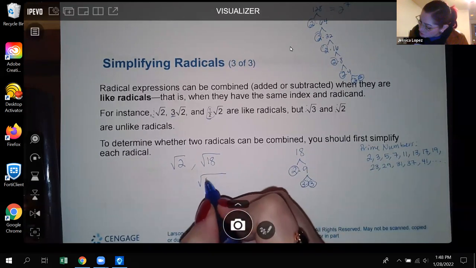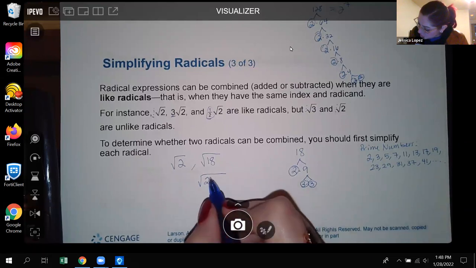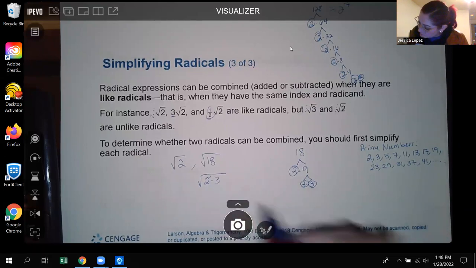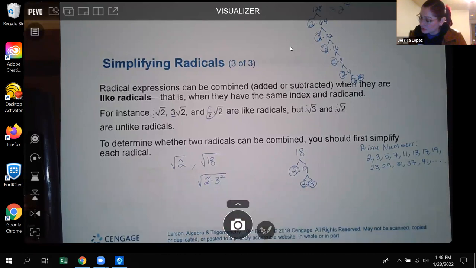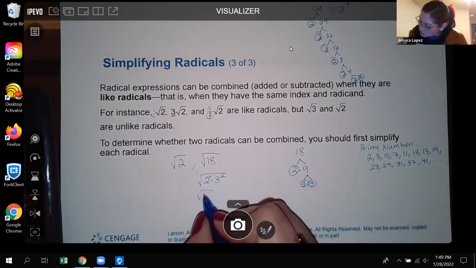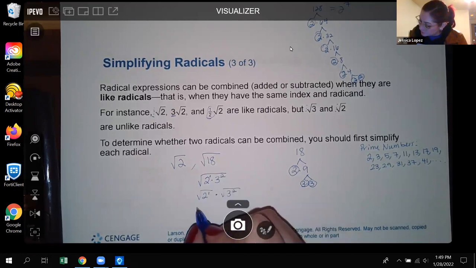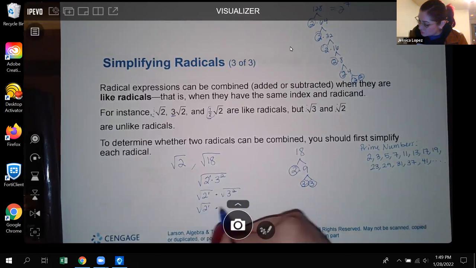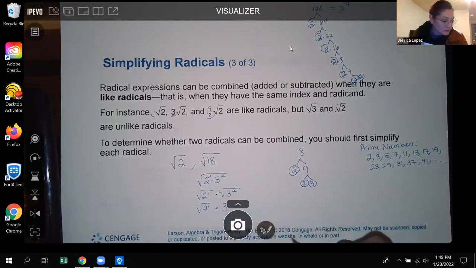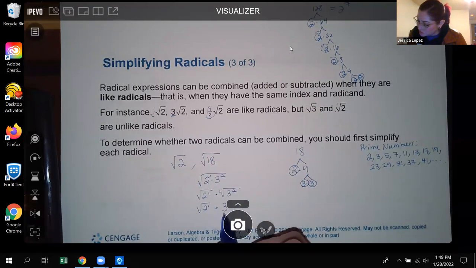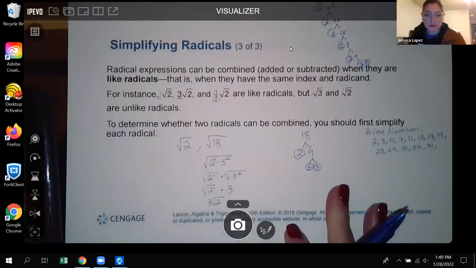So my answer is going to be 2. There's only one of them. And 3 to the power 2. Now I'm going to write this as 2 to the power 1 times the square root of 3 to the power 2. I also know that the index is an imaginary 2, and so is the exponent. So we're just going to end up with the radicand on its own. And then finally, they don't usually like your coefficients in the back. They like them in the front of the radical. And I don't need to write that one exponent, okay?